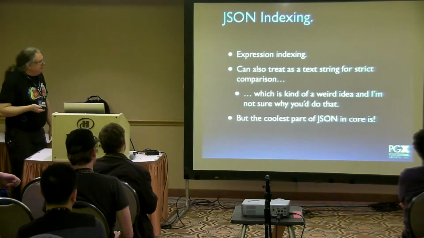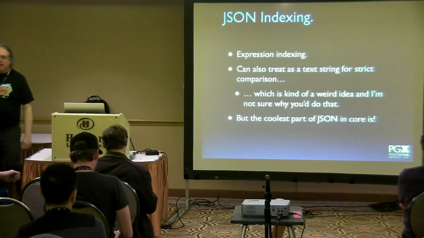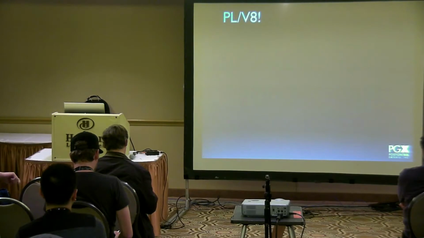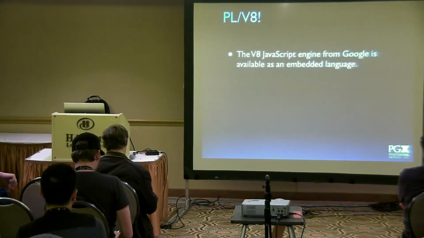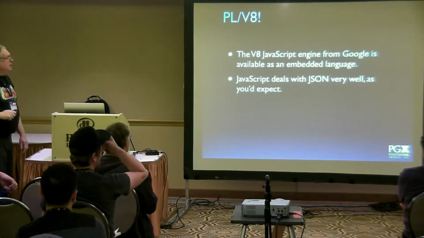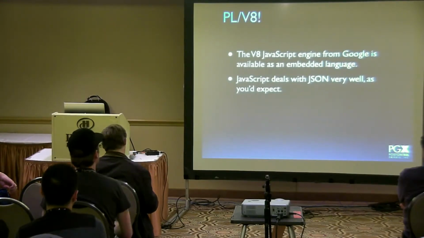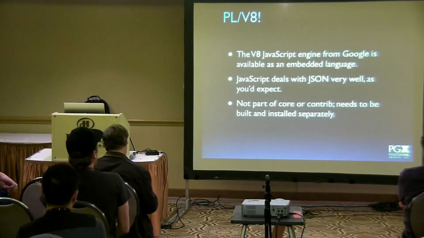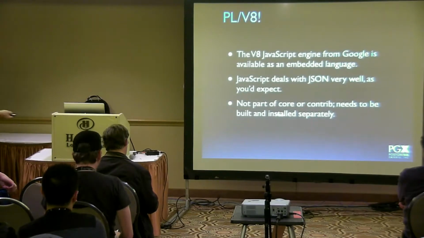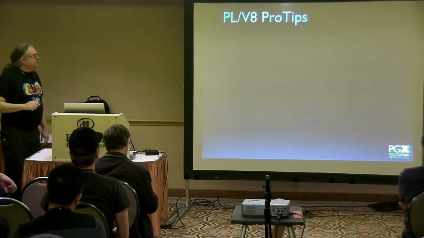But the coolest part of having JSON in core is PL-V8, which is the V8 JavaScript engine from Google embedded as a PL, an embedded programming language inside of Postgres. As you might imagine, JavaScript deals well with JSON, is sort of what it's all about. Unfortunately right now, this is not part of core or contrib. You need to build and install it separately as an extension in Postgres.